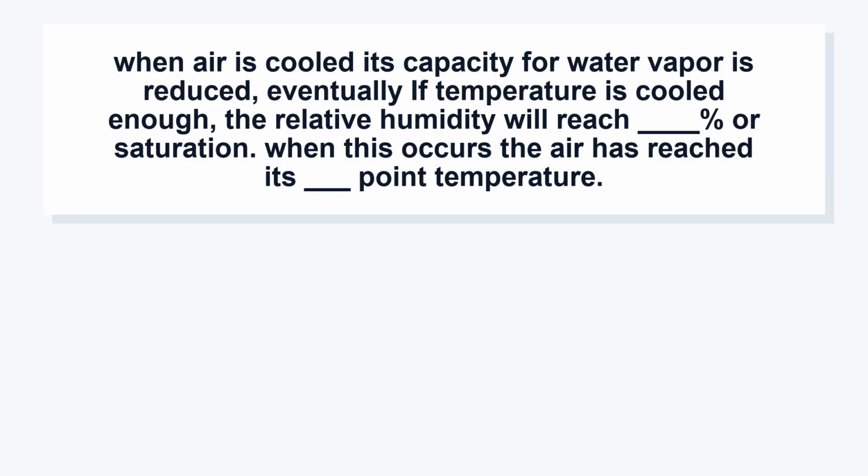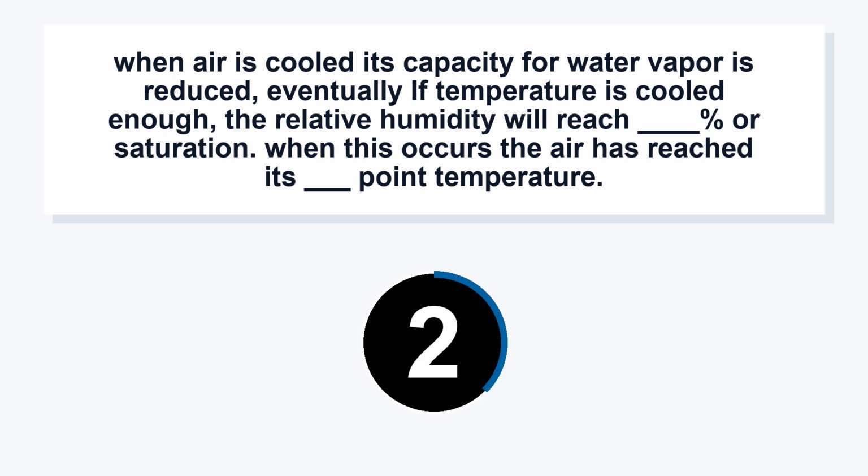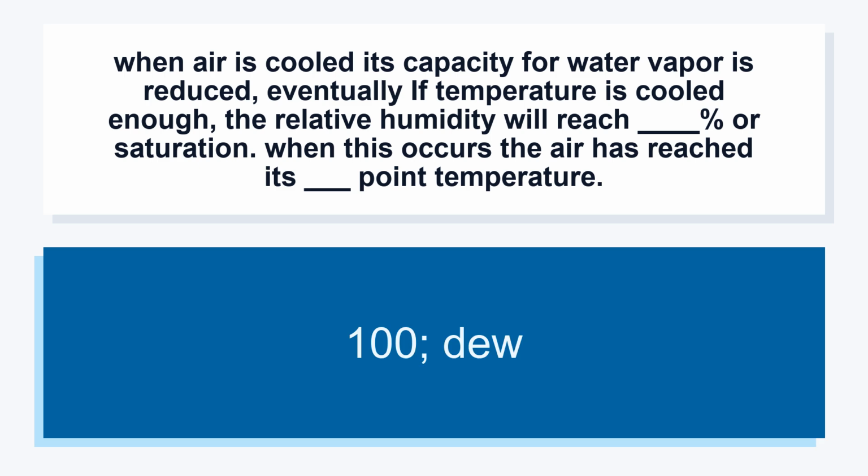When air is cooled, its capacity for water vapor is reduced. Eventually, if temperature is cooled enough, the relative humidity will reach 100% or saturation. When this occurs, the air has reached its dew point temperature. 100, dew.